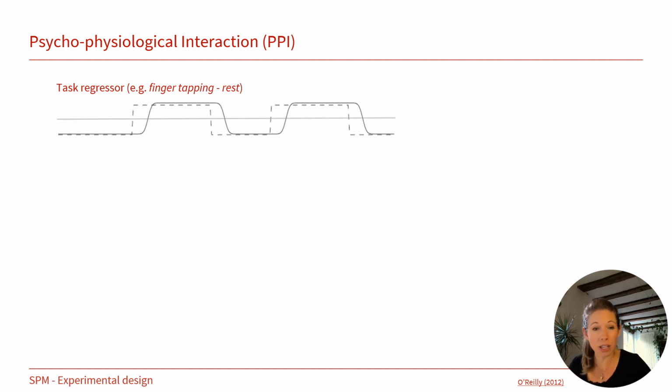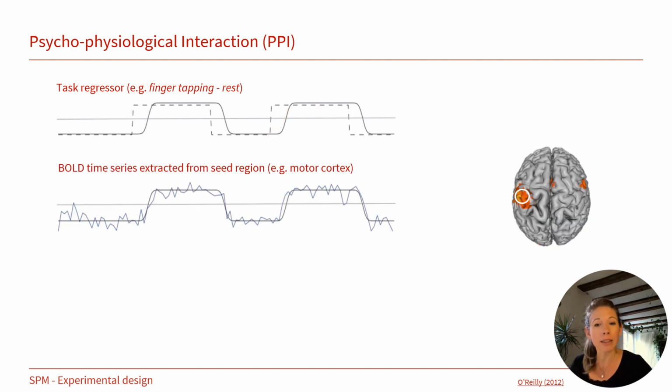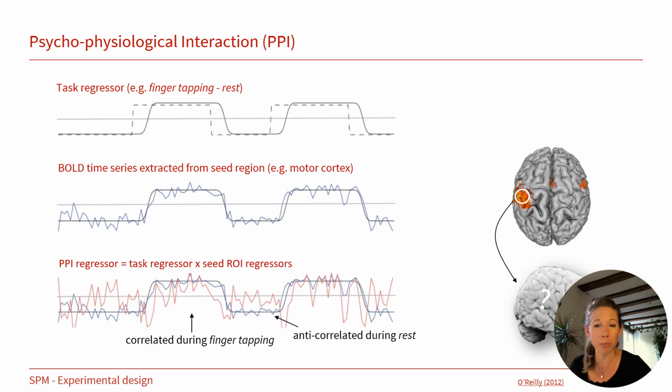So we need, of course, the task regressor. Let's say here the finger tapping task, we have periods of rest and periods of finger tapping. After convolution, we have a task regressor, which we're feeding into the experimental model. Then we need the regressor of a seed region. Let's say we are interested in our hand knob region and we want to know which areas of the brain have an increased connectivity with the hand knob region explicitly and only during the finger tapping, but not during rest. For this, we have to extract the BOLD signal from the hand knob region, shown here in blue.